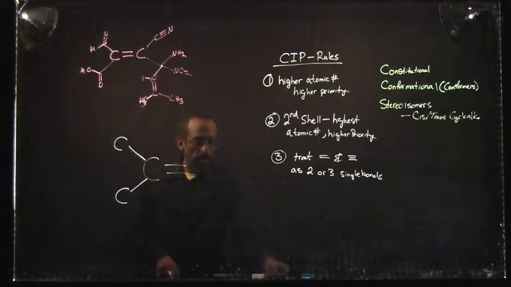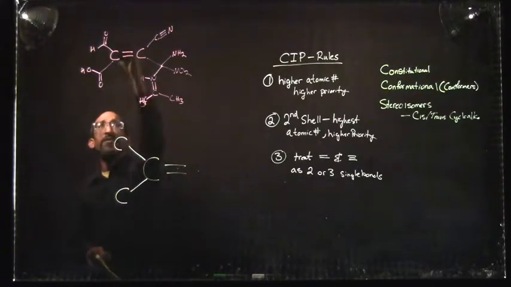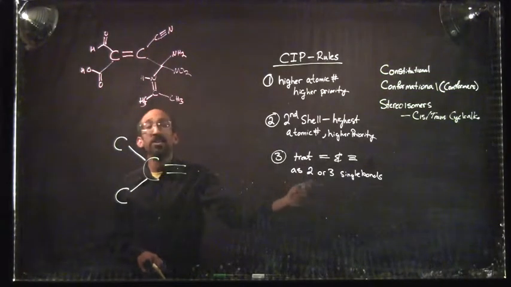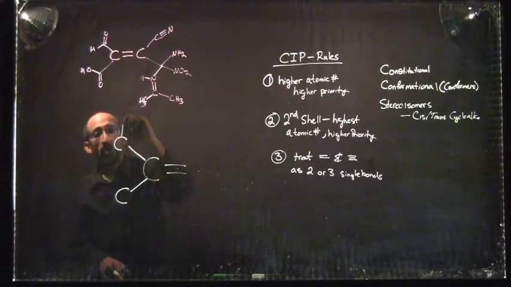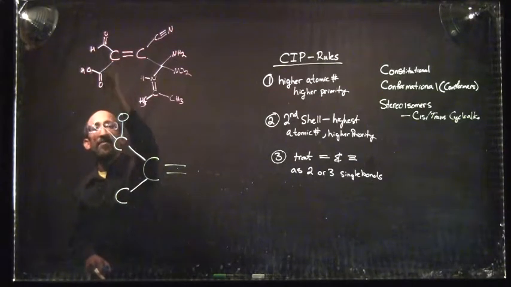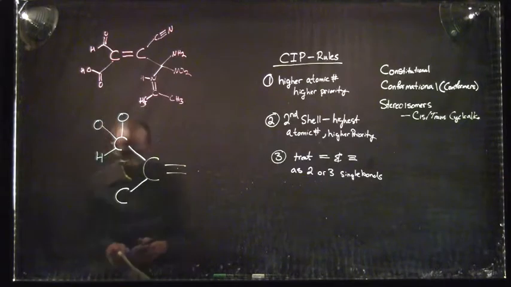So for our second shell, off of my aldehyde carbon, I have a double bond to an oxygen. And so I'm going to treat that double bonded oxygen as 2 single bonds. So I have 1 single bonded oxygen, there's my second single bonded oxygen, and then finally off of that same carbon, I have a hydrogen atom.